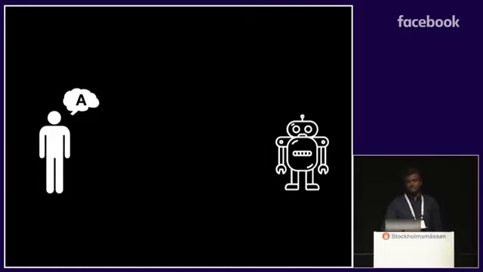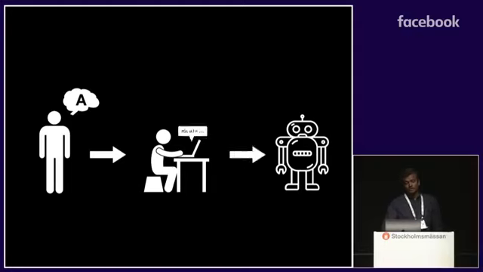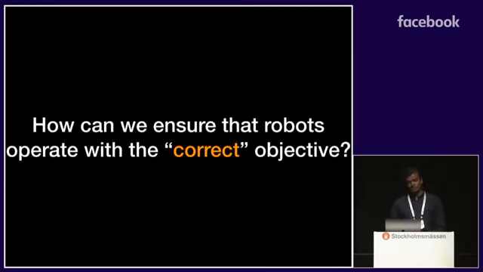What really happens is the human must communicate her desire to some system designer, which could be herself, and the system designer must then design a reward function which is passed on to the robot, and the robot would then optimize this reward function by maximizing the sum of discounted rewards. Now, in all of that, though, it's not clear that what the robot ends up doing at the end is really what the human wanted, that A that the human wanted at the start. So the question we're going to be talking about today is how can we ensure that robots operate with the correct objective of their human designers, their true desired objectives.